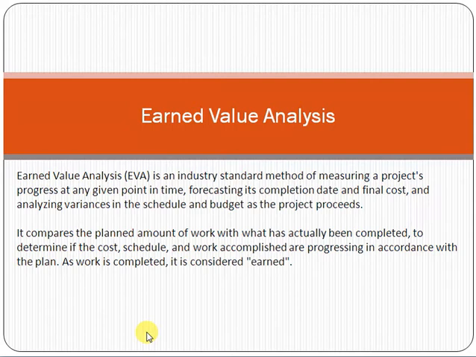Let's take an example of earned value analysis. What does that mean actually? If you just see these terms, earned value analysis, it means what you have earned actually. You are comparing the actual work versus the planned work, and you are calculating whether you are on track or not.